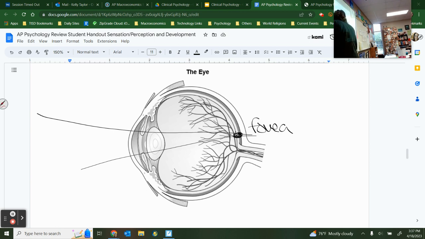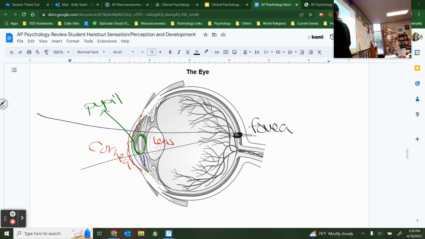Okay, so let's go from the outside in. This outside protecting cover is the cornea. If you touch your eyeball, you're touching the cornea. Don't touch your eyeball, your hands are dirty. This circle is the lens. This space here is the actual opening. What's it called? Pupil.